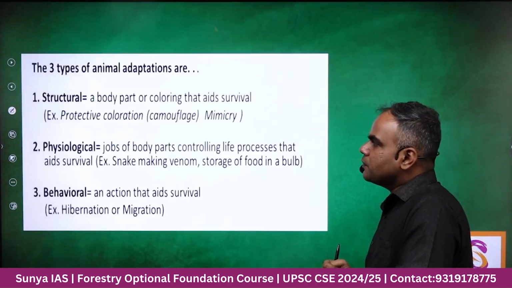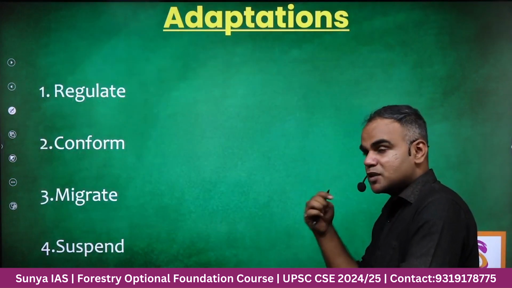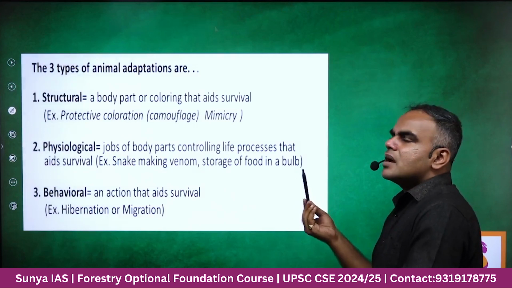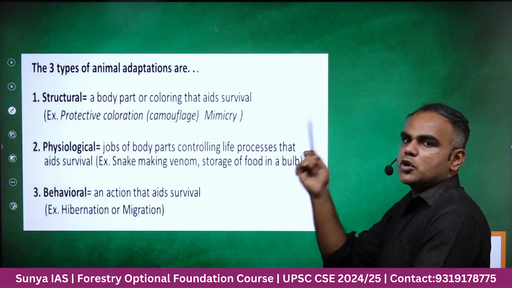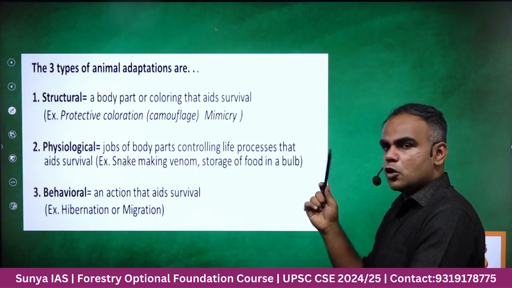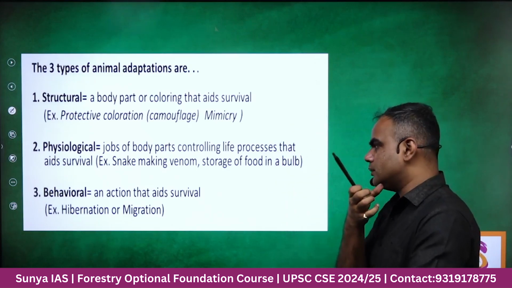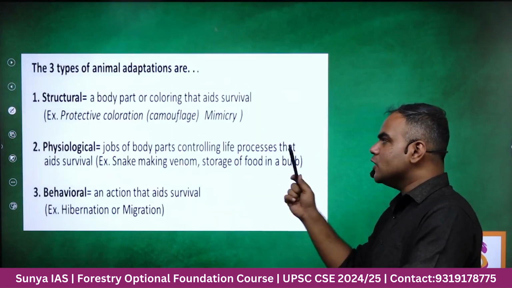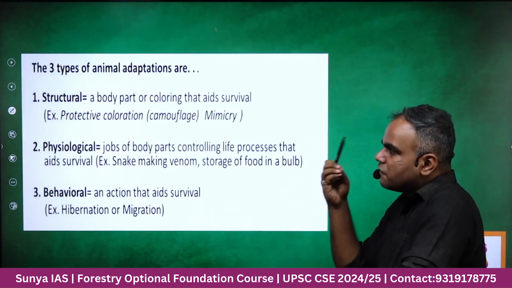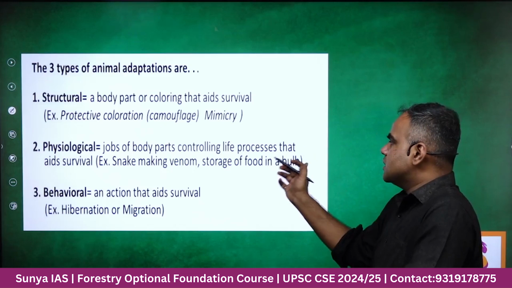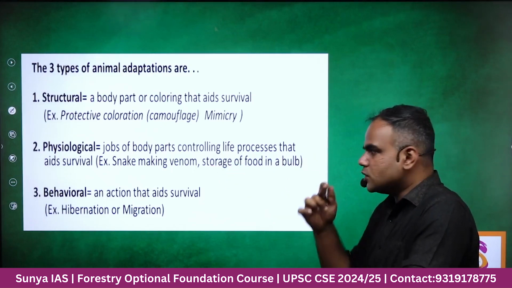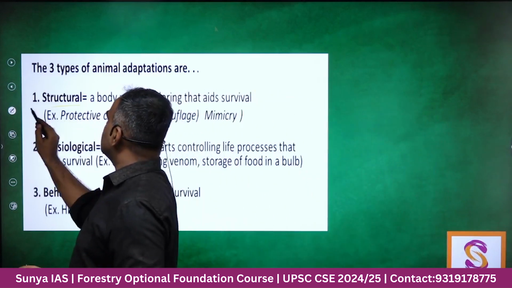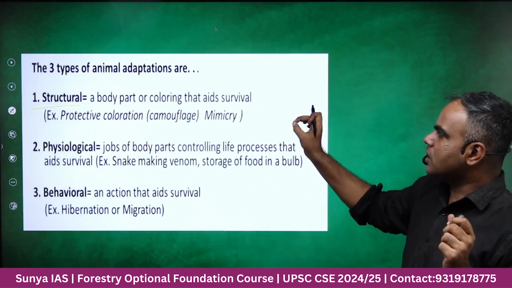Regulate, conform, migrate and suspend. First of all, remember all the 4 are directly mentioned in your NCERT. Second, when they ask you what are types of adaptations, try to write in this manner: structural, physiological, behavioral. This is from your NCERT. Behavioral means the behavior, which can be hibernation or migration. Migration you've already seen. Physiological means the function provided by a body part, like a snake making venom. Structural means a body part or a coloring that helps you.